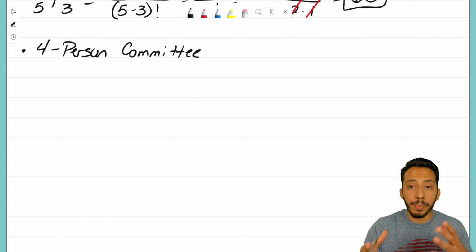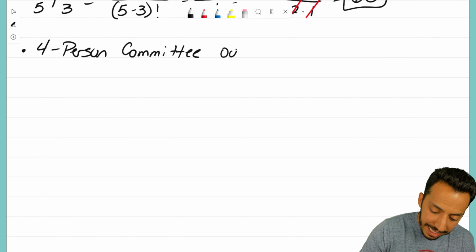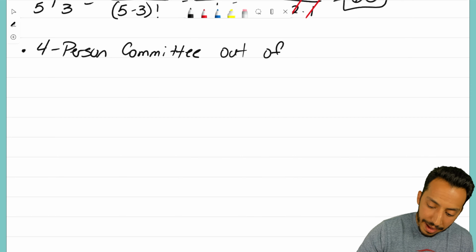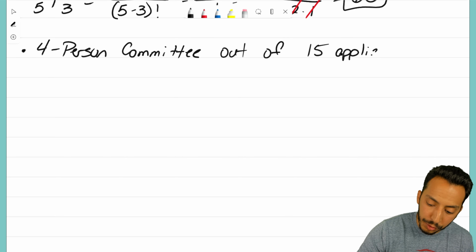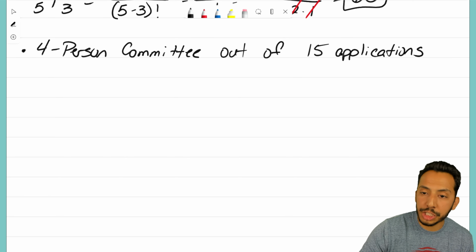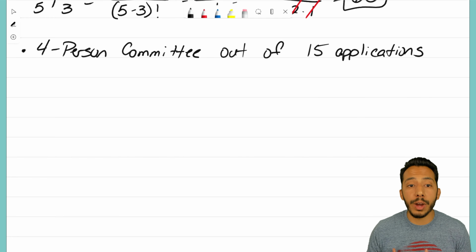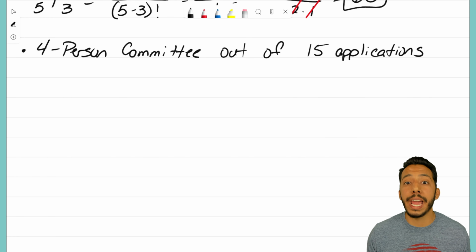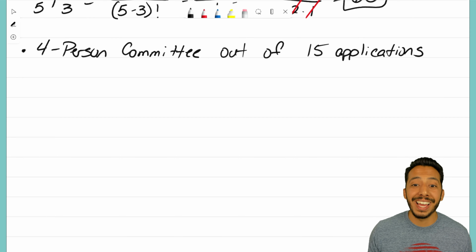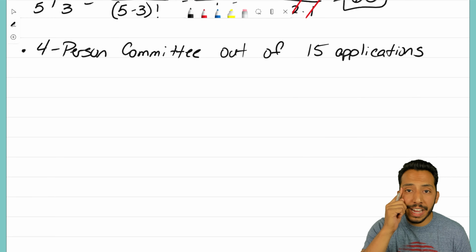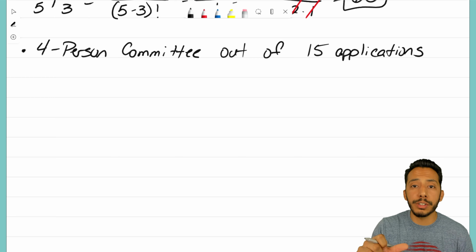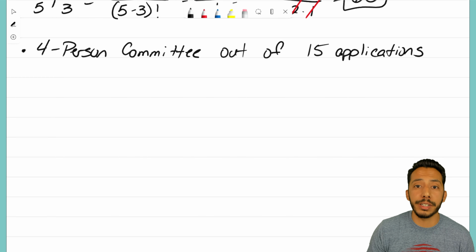And of those 4 people we want to pick, let's say that we ended up having 15 applications come through. Wow, 15 applications came through for our 4-person committee. We want to figure out how many different committees we could actually put together. Of those 15, how many different ways can I pick the 4 people to serve on this committee? The first question we have to ask is, does order matter or not here?